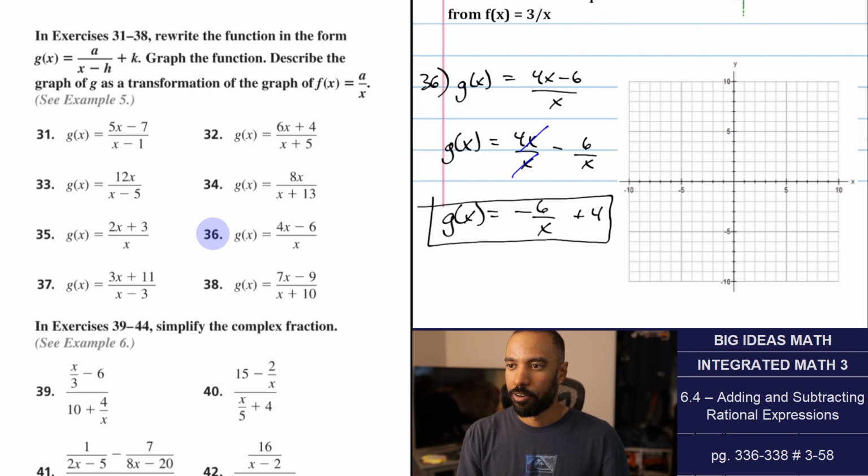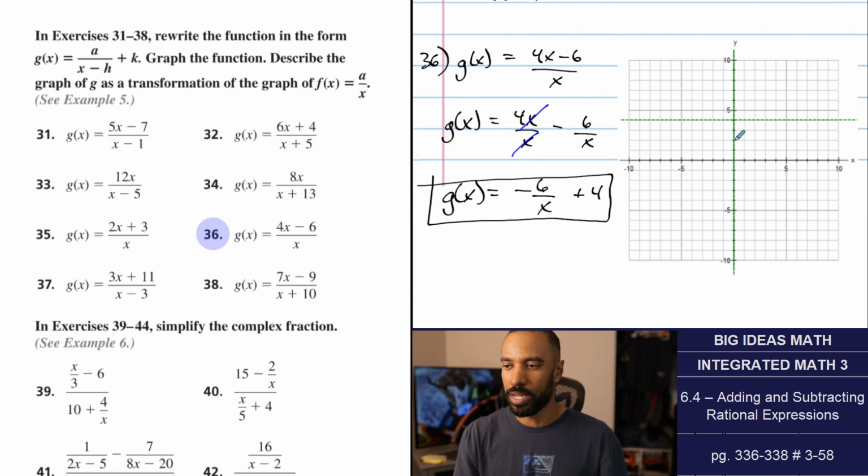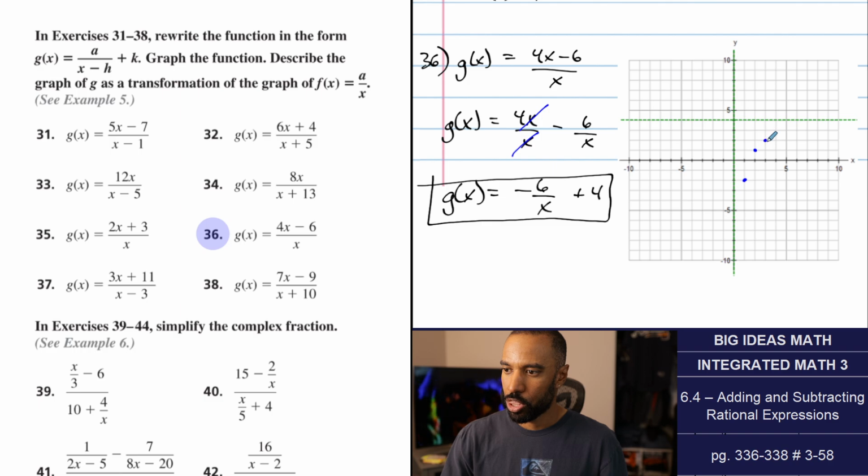Nice and quick. Vertical asymptote is on x equals 0. Horizontal asymptote is y equals 4. And negative 6 is our thing to divide. We're going to divide it by 1, 2, 3. Those are good. Divide it by 1, 2, and 3, 4, 5, 6. You can divide it by 1/2 to get 12. 12 down from 4 is negative 8. So that fits. Divided by negative 1 to get positive 6, negative 2 to get positive 3, and so forth. So we'll get a few points from that one.